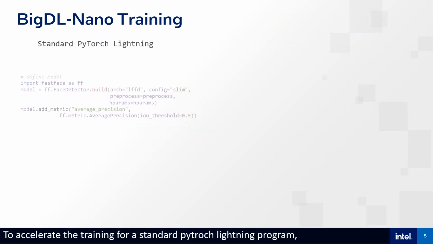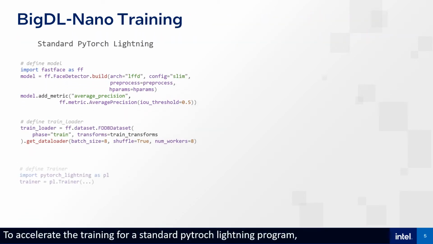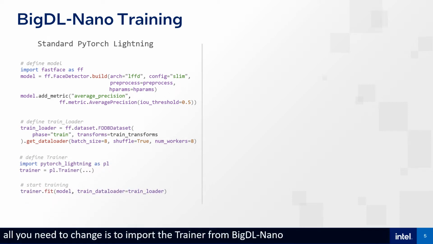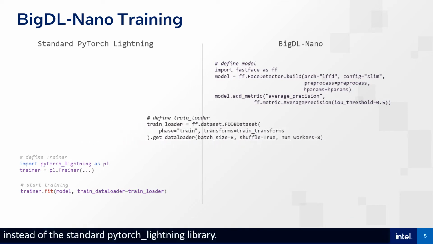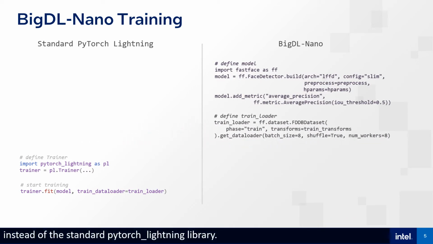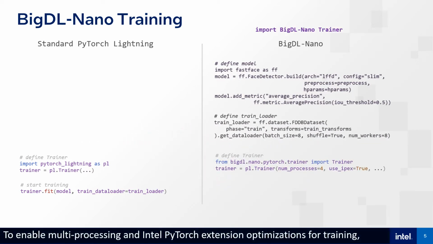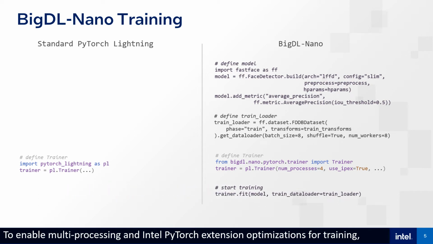To accelerate the training for a standard PyTorch Lightning program, all you need to change is to import the trainer from BigDL Nano instead of the standard PyTorch Lightning library. To enable multiprocessing and Intel PyTorch extension optimizations for training, you can set the number of processes and set use IPEX to true in the trainer.